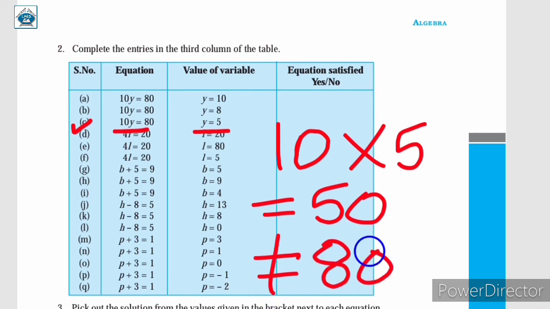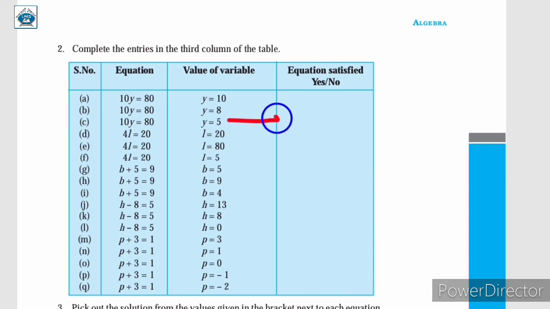On the right hand side we have 80 again. So यहाँ पे 80 और 50 they are not the same. So that is why we can say that for y is equal to 5 this equation is not satisfied. So the answer to this part C is no.